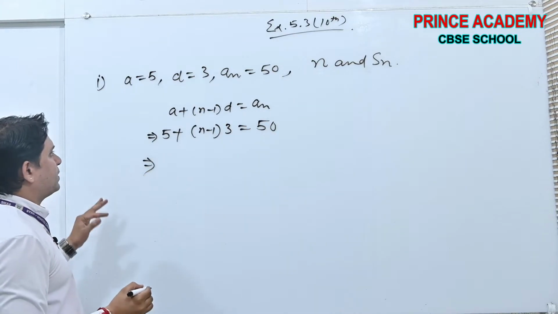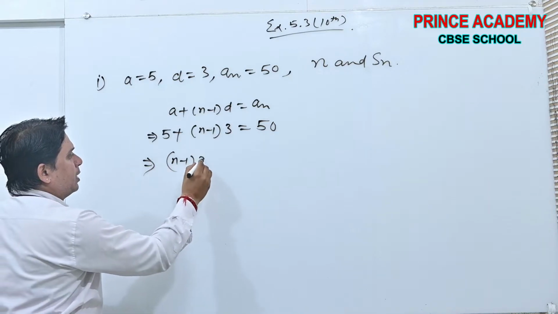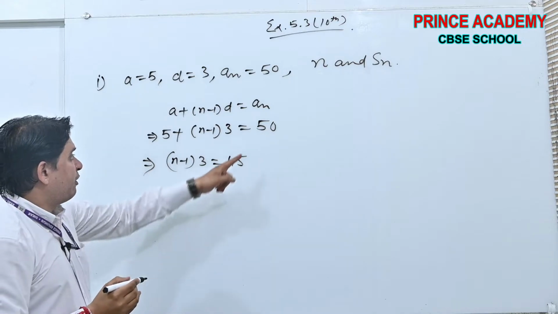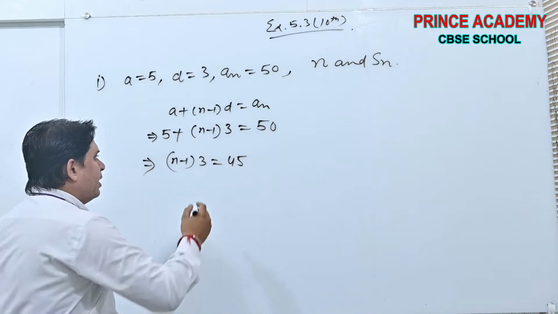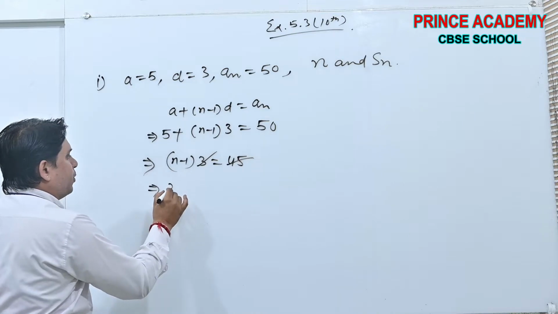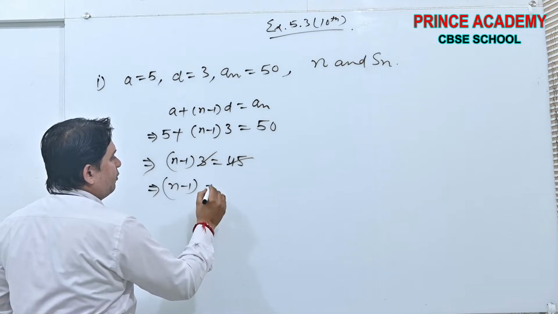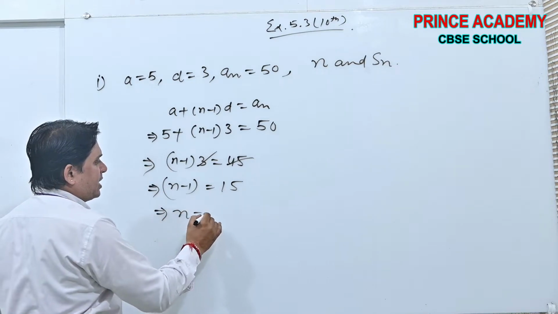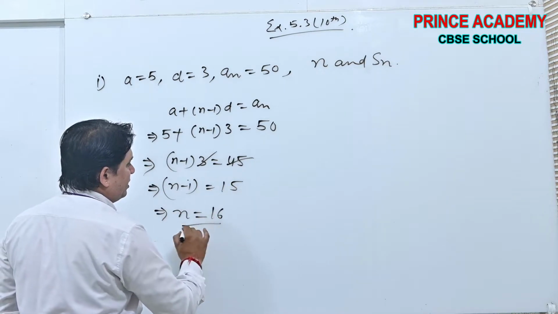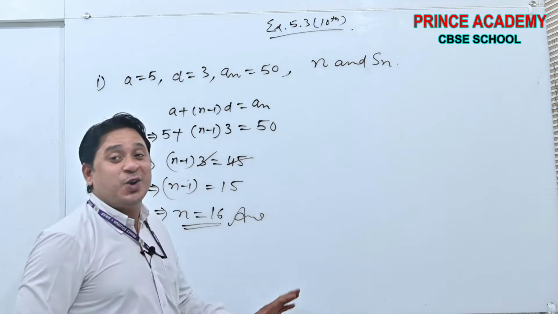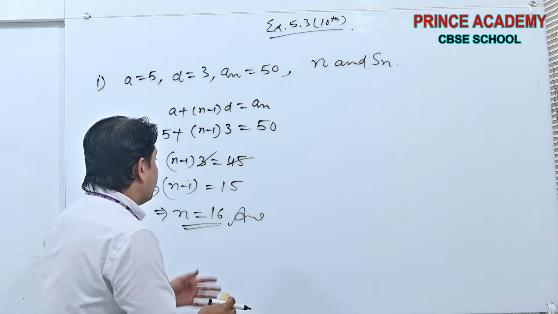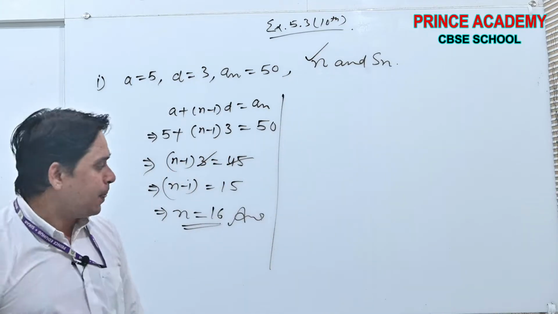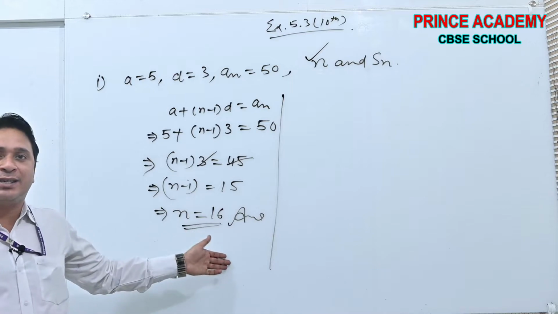From here if you observe n minus 1 into 3, 5 will shift toward that and it will give 45. 50 minus 5 will give you 45 and 3 can cancel this. Yes or no beta? It will be 15. From here you will get n is equal to 15 plus 1, that is 16. Oh sorry, this is not the answer, we have to find n. This is the first answer, because this is also asked. Okay, from here we got n is 16.